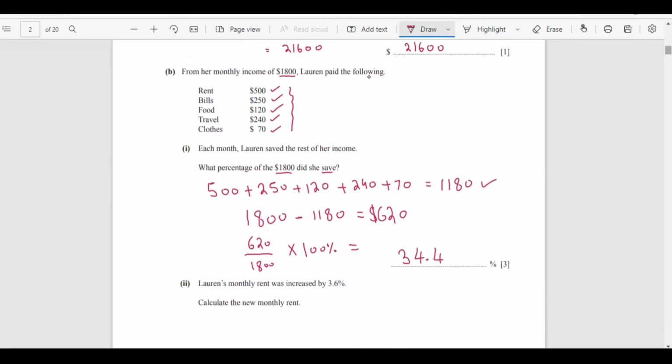Okay. Let's talk about the next part. It says Lauren's monthly rent was increased by 3.6%. This was her initial rent. It was $500, and now it has increased by 3.6%. You need to calculate the new monthly rent. I want you guys to do it and then tell me the answers in the chat box.